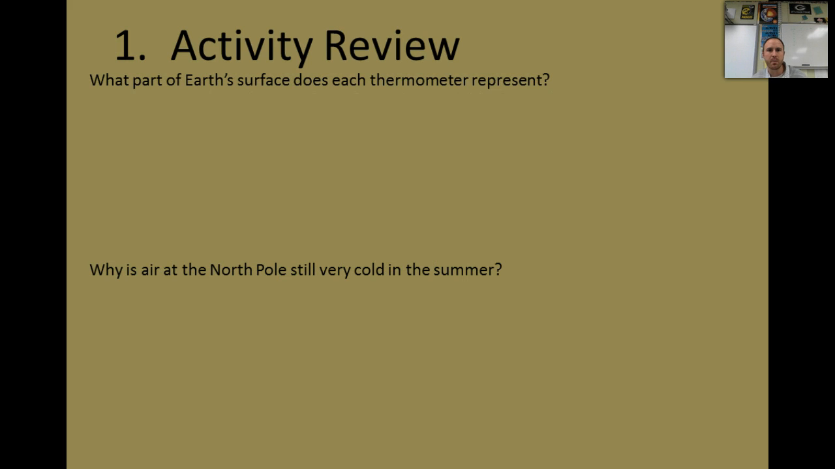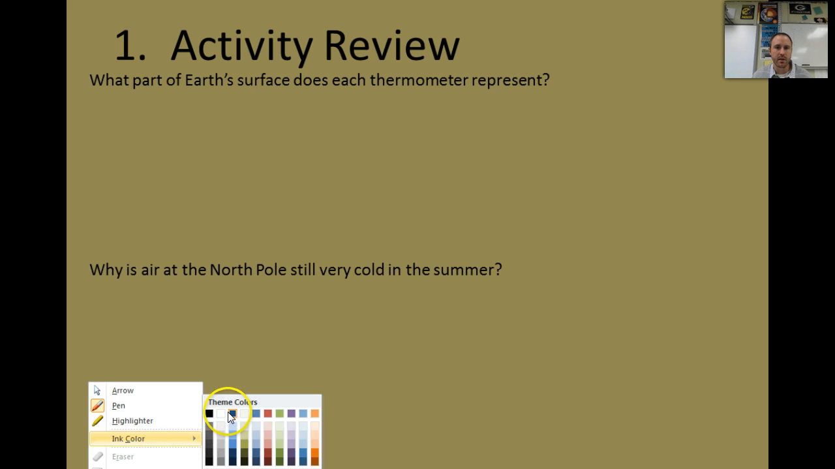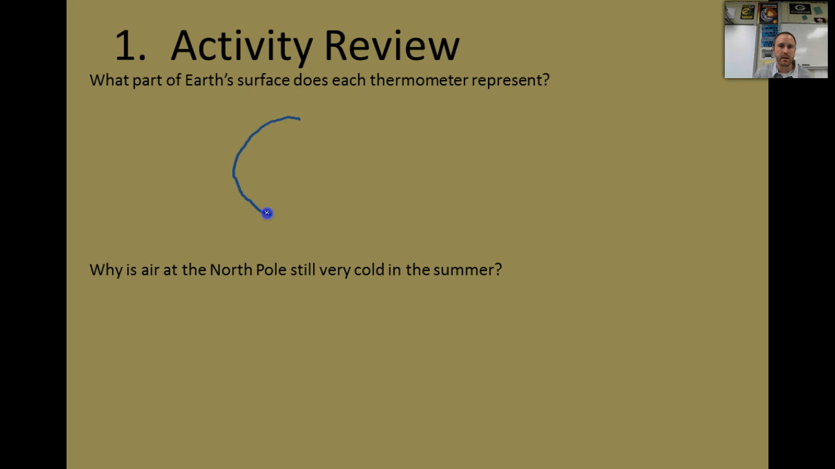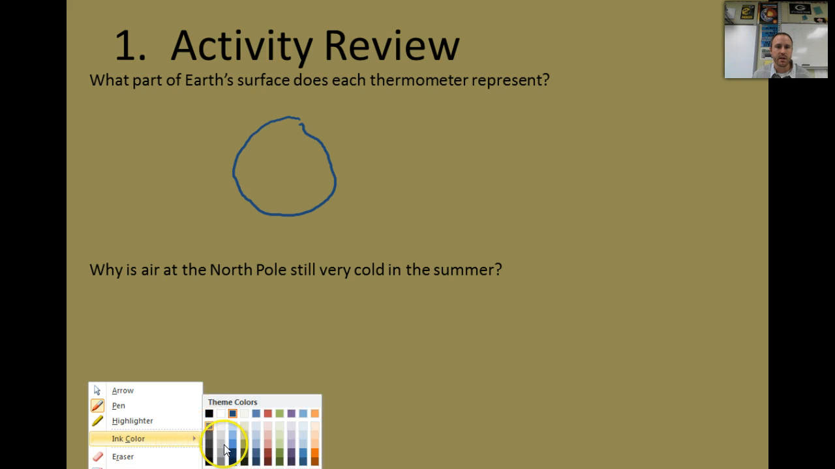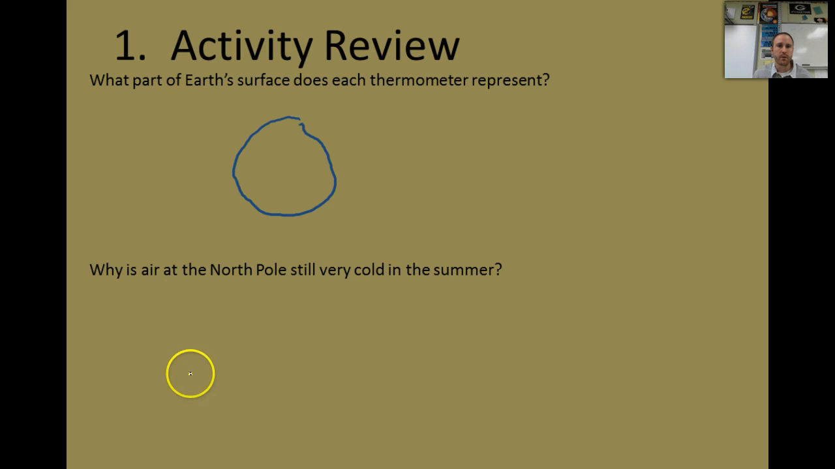Number 3, which part of Earth's surface does each thermometer represent? We kind of went through that when we were drawing the Earth, so we'll quickly go through that one together. So here is the Earth. Remember that our sunlight was drawn from right there. And so this one right up here represented the North Pole, so 90 degrees was the poles.